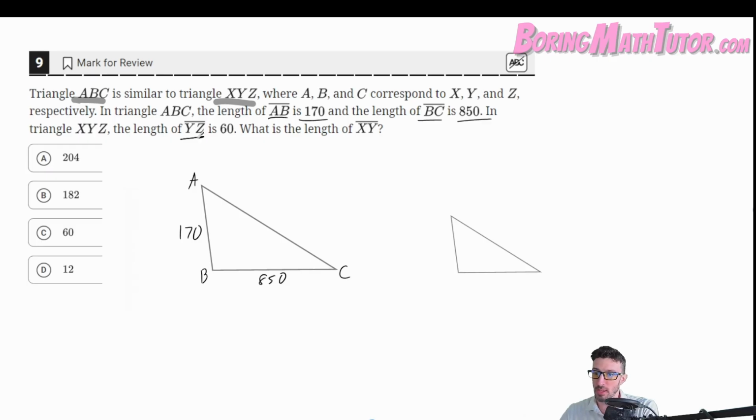And then it says that YZ is 60. Okay, well, I did ABC like this, so I have to do X, Y, Z like that. Now, YZ is only 60, but that clearly corresponds to BC. And what are they asking me for? They're asking me for the length of XY. So, okay, that's the one over here. It's actually across from angle Z, so a good thing to do would be to call it side Z.